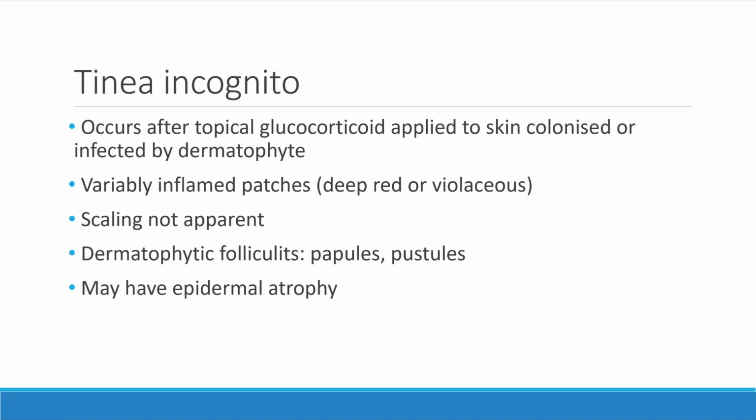Tinea incognito occurs after topical glucocorticoids are applied to the skin, which is colonized or infected by dermatophytes. There are variably inflamed patches which are deep red or violaceous, and scaling is not apparent. For dermatophytic folliculitis, patients present with papules and pustules. They may also have epidermal atrophy.